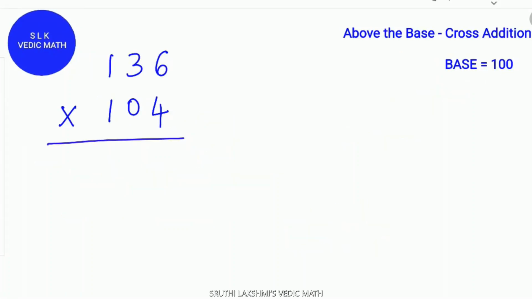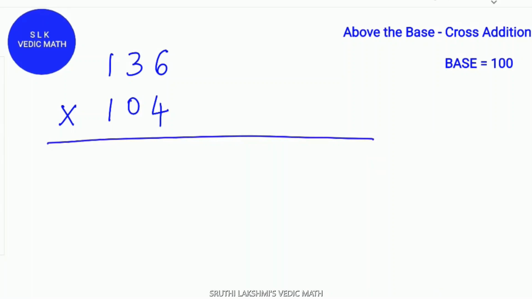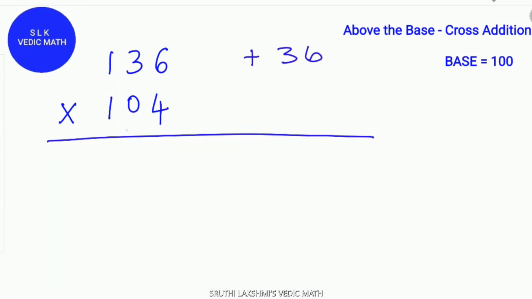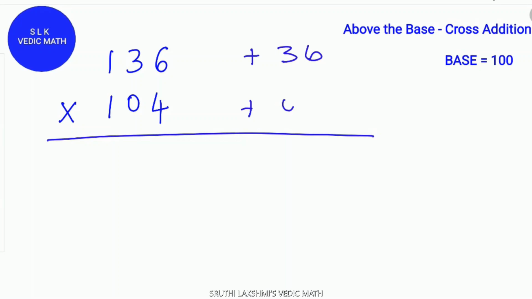Let's try another example. 136 times 104. First, we find the difference between 136 and the base 100, which is 36. We write 36 as plus 36 to show that 136 is greater than the base 100. Next, we find the difference between 104 and the base 100, which is 4. We write 4 as plus 04. We put a plus sign to show that 104 is greater than the base 100.